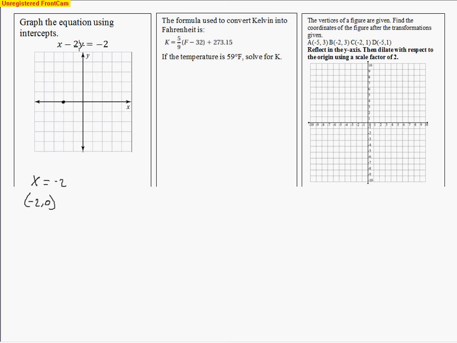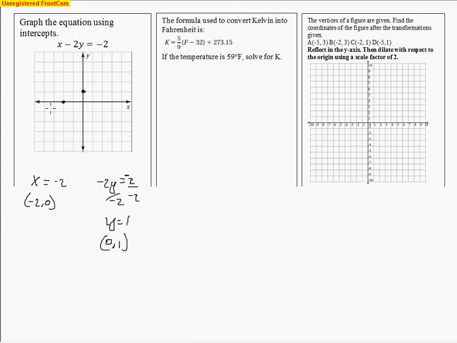And then for this next one I cover up the x term. So I'm setting that equal to 0, and I'm left with -2y equals 2. So I divide by -2, and I'm left with y equals 1. So I go over 0 in the x, because I put 0 in for x, and up 1 space in the y.